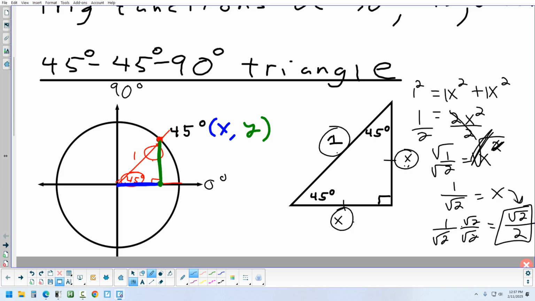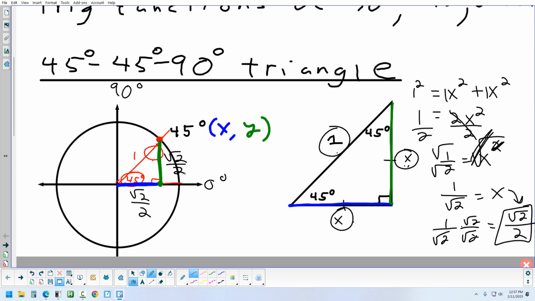So now we know how long the bottom side is, and we know how tall the triangle is. How long is the bottom side? Square root of 2 over 2. And how tall is the triangle? Square root of 2 over 2.